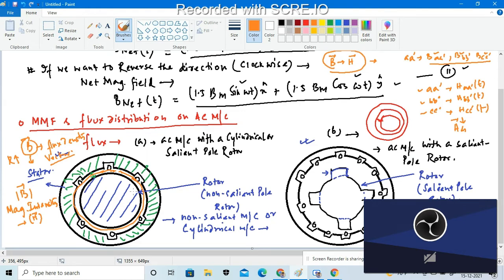So according to figure A, the number of conductors in each slot will be given by some equation. So what is the equation?